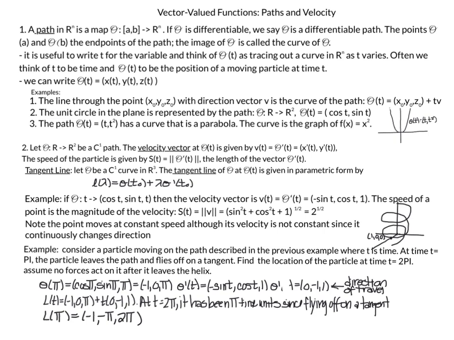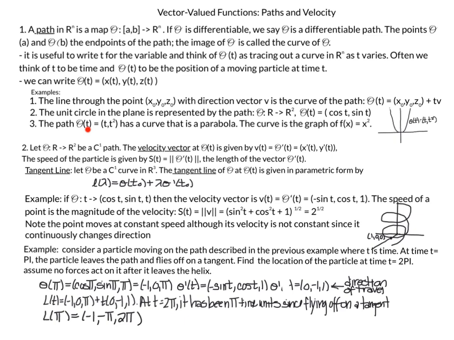Examples: the line through a point x naught, y naught, z naught in the direction of the vector v is the curve of the path sigma of t equals x naught, y naught, z naught plus t times your direction vector v. This is the formula we learned in probably the first video, chapter 1.1. The unit circle in the plane is represented by the path sigma of t equals cosine of t, sine of t. You'll become really familiar with this one, or you should, and we'll do examples of it as well.